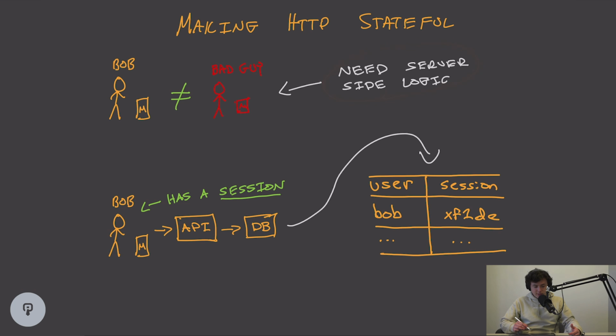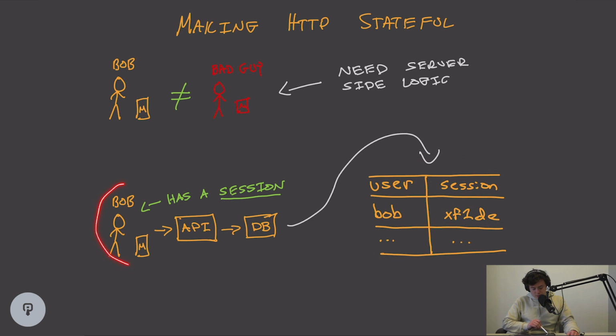Since HTTP is stateless, we need to include some sort of server-side logic in order to achieve this, right? We have to add in something other than the protocol. We have to depend on something else. What we're going to depend on is having another database. This database is going to contain a sessions table, and this sessions table maps a user to a session ID. Here the session ID is XF1DE.